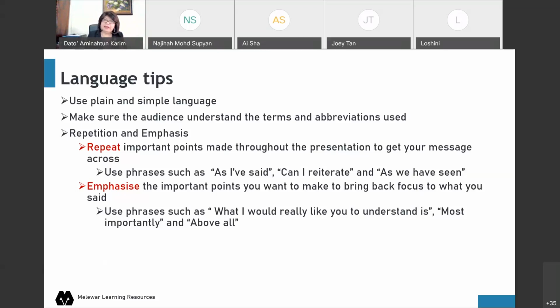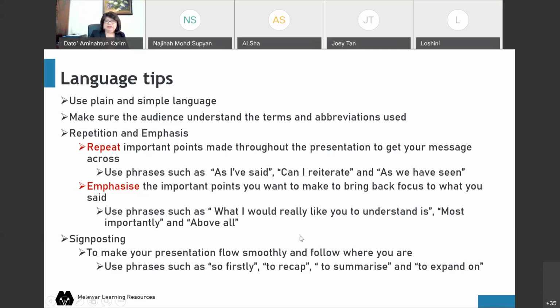See, when I say that, you remember. You remember and it brings back focus because, Dato says, the presentation I make must be simple and clear. Above all. Above all, I'll say, your presentation should be simple and clear, right? So it brings back the focus on presentation, right?